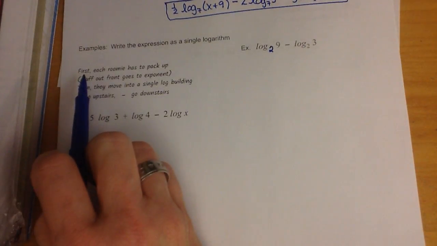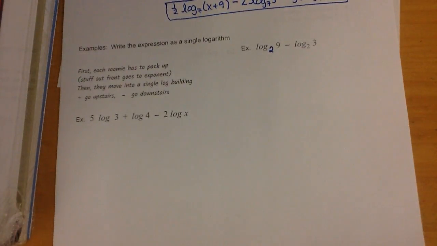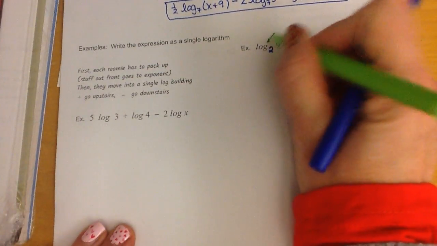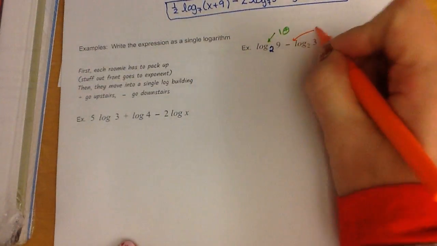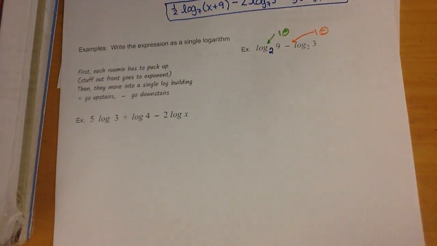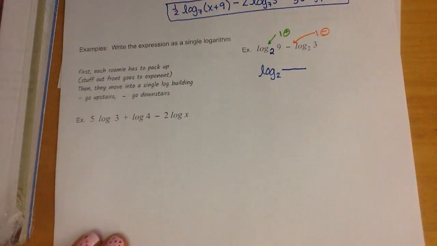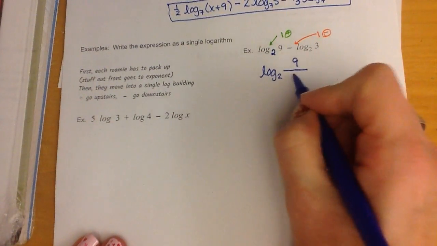So what we have to do first before they move in is they have to pack up. So anything that's out front is going to go up to the exponent. Then they're going to move into a single log building. Remember that the positive roomies go upstairs and negatives go downstairs. So in this problem here, we have one that is positive and will be upstairs, and we have one that is negative and will be downstairs. So we're going to have a single log with an upstairs and a downstairs. The positive argument goes upstairs, the negative argument goes downstairs.